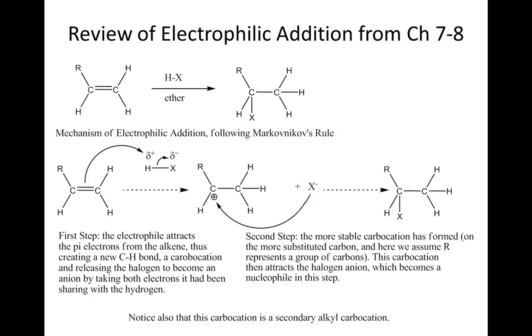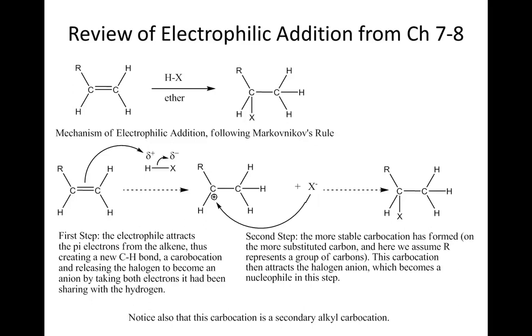And then even though the halogen is pretty happy to be an anion, the carbocation attracts this halogen back. And so we always know which carbon is going to get the hydrogen. It's going to be the less substituted carbon, because that electrophile is going to go on first and give you the more stable carbocation on the more substituted carbon, and then the halogen, which is in the second step, is called the nucleophile. It will go on to that.